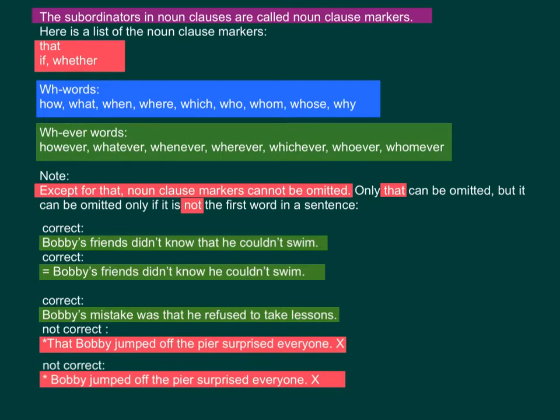Note, except for that, noun clause markers cannot be omitted. Only that can be omitted, but it can be omitted only if it is not the first word in the sentence. It's correct that Bobby's friends didn't know that he couldn't swim. The same as Bobby's friends didn't know he couldn't swim. The word that omitted.